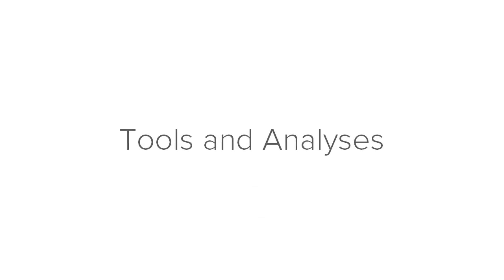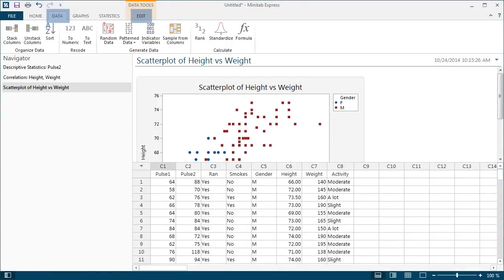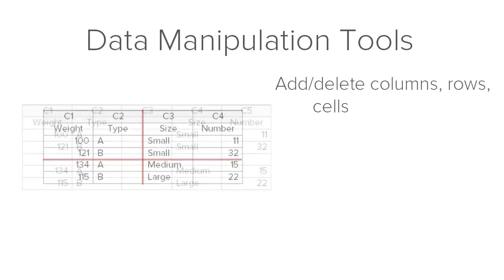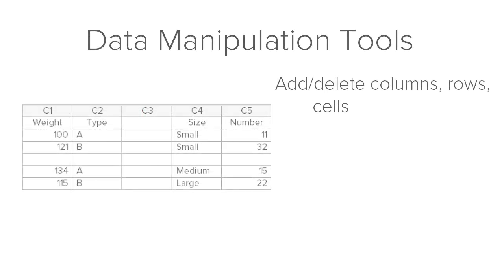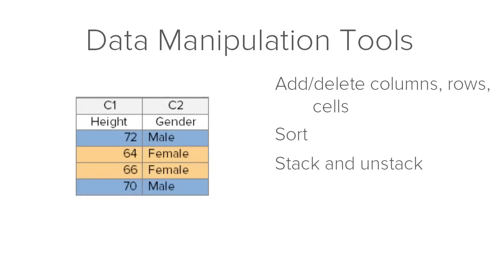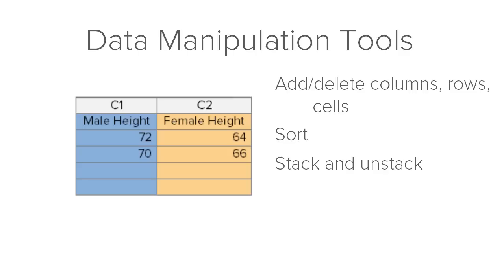Now let's take a look at some of the tools and analyses available in Minitab Express. On the Edit and Data menus, you'll find a number of tools to help you arrange your data any way you like. For example, it's easy to add or delete columns, rows, or even single cells from the data pane. You can sort data numerically or alphabetically, or convert stacked data to unstacked, or vice versa.